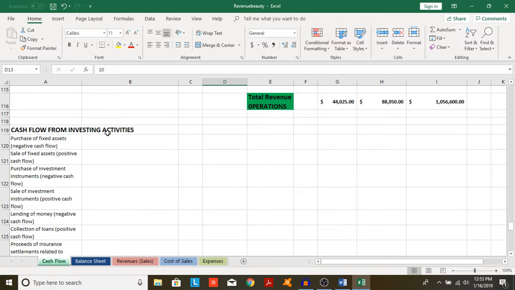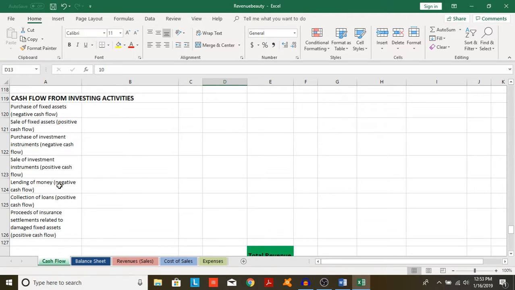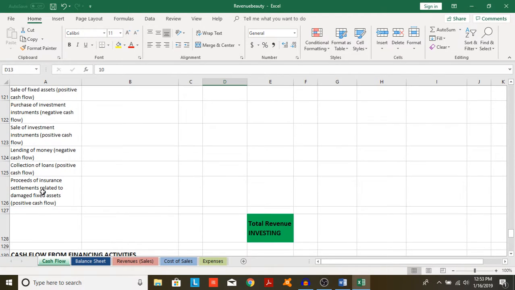Items that may be included in the investment activity lines include the following. Purchase of a fixed asset, a building, a land, is a negative cash flow. The sale of the fixed asset, the building, the land, is going to be a positive cash flow. Purchase of an investment interest is a negative cash flow. The sale of the investment is a positive cash flow. The lending of money is a negative cash flow. The collection of the loan is a positive. And proceeds of insurance settlement related to a damaged fixed asset is a positive cash flow.